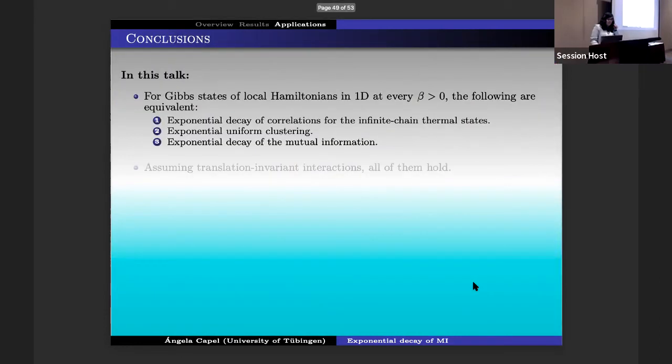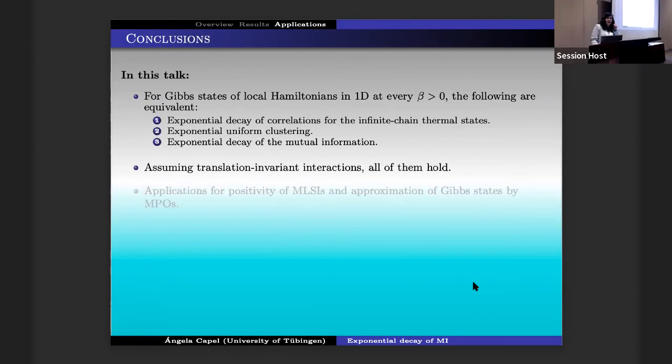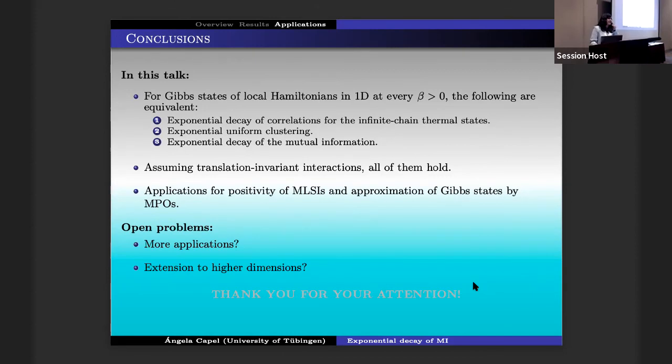Okay, so to conclude, what we've done in this talk is to show the equivalence between these three things. We've also seen that if we assume translation invariant interactions, all of them hold, and we've applied it to a couple of different contexts. Now we have many open problems, but of course I prefer to hear your questions. So thank you very much for your attention.